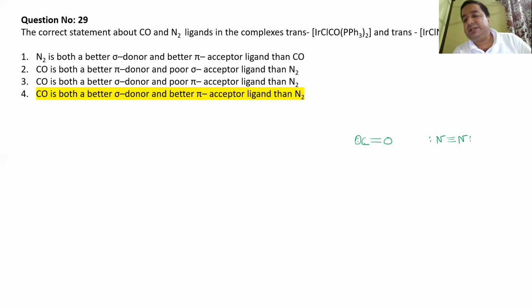And that's why we will say that CO is a better sigma donor and a better pi acceptor than nitrogen. The take-home message over here is that there is an electronegativity difference in CO, whereas for nitrogen there is no electronegativity difference. Next question.